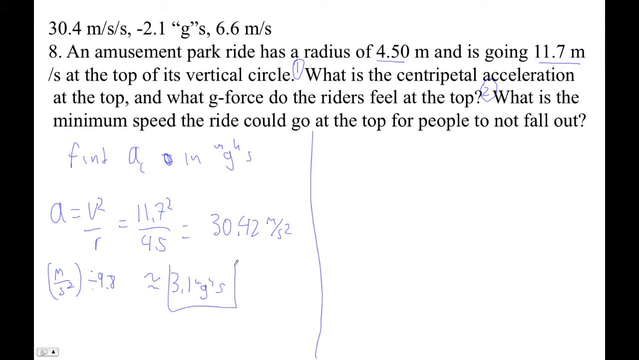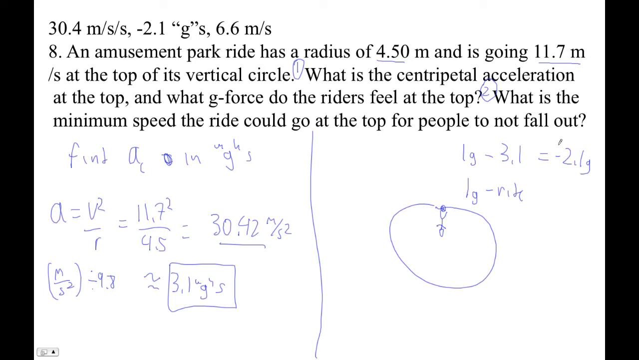So that's what the ride is actually doing, right? That's its acceleration in meters per second squared. There it is in g's, right? And then at the top, and it's only asking for the top, it's 1g minus the ride, right? So it would be 1g minus 3.1. That would be negative 2.1. So that's inverted, right? You'd be upside down, weighing 2.1 times as much as you normally do, right?